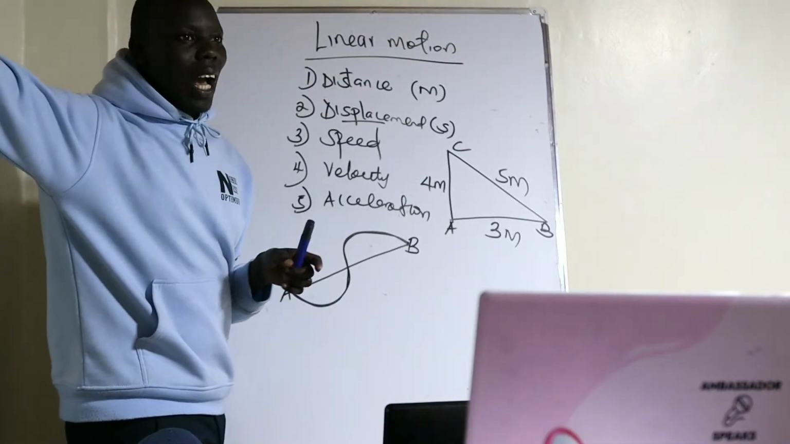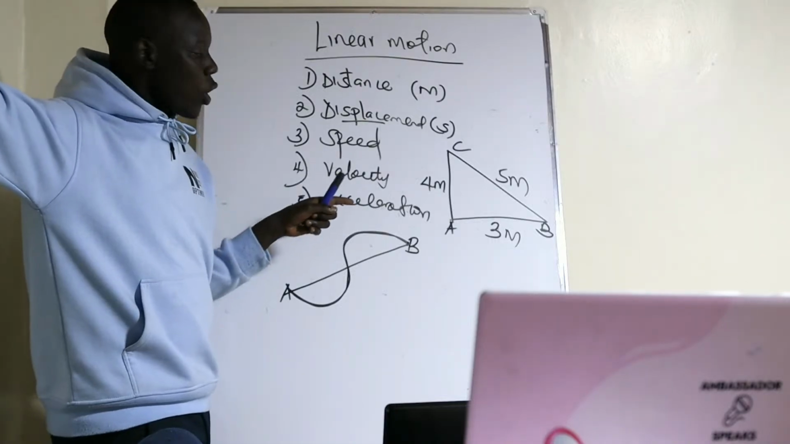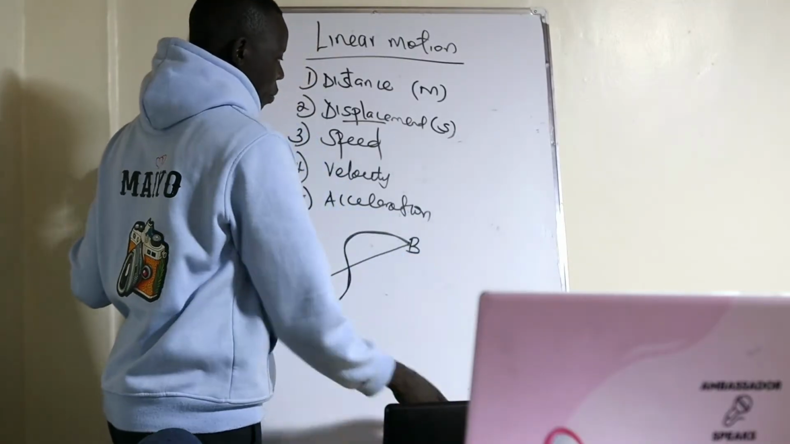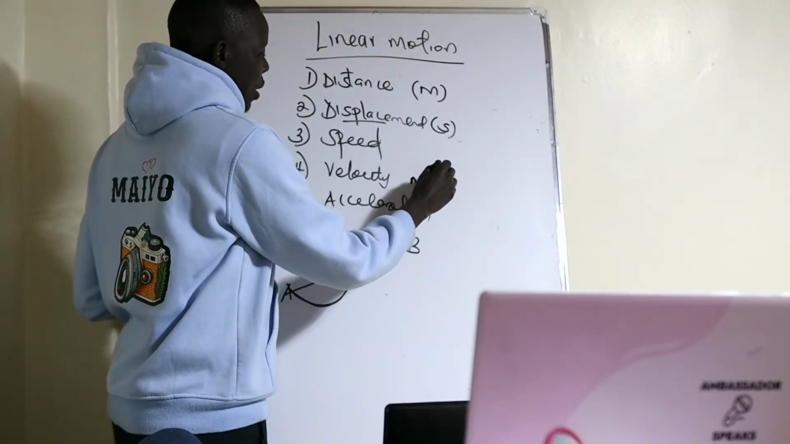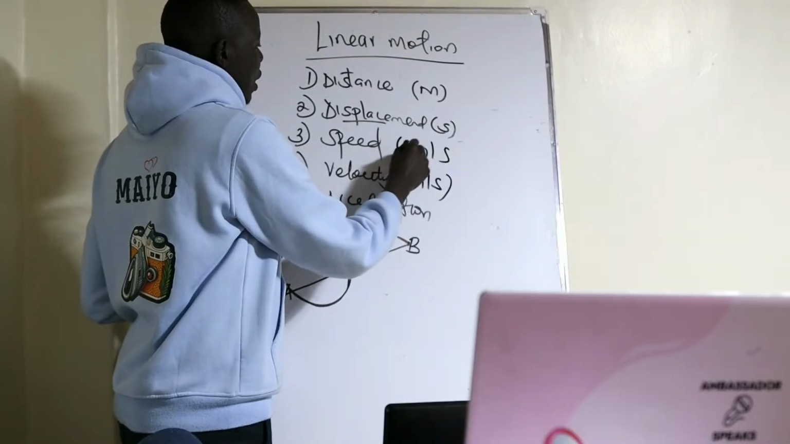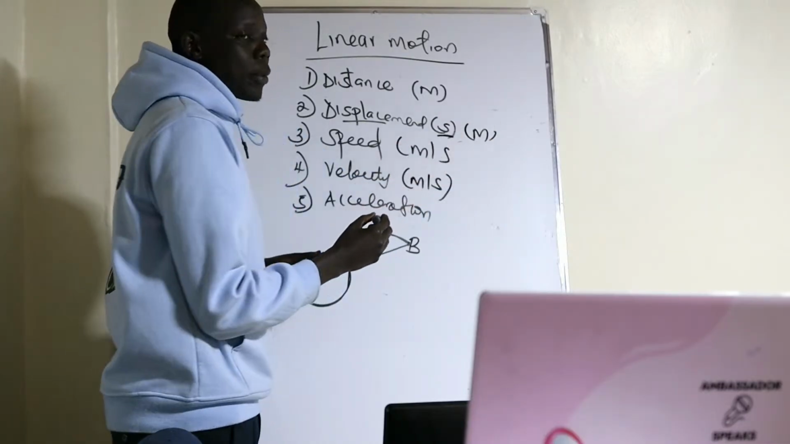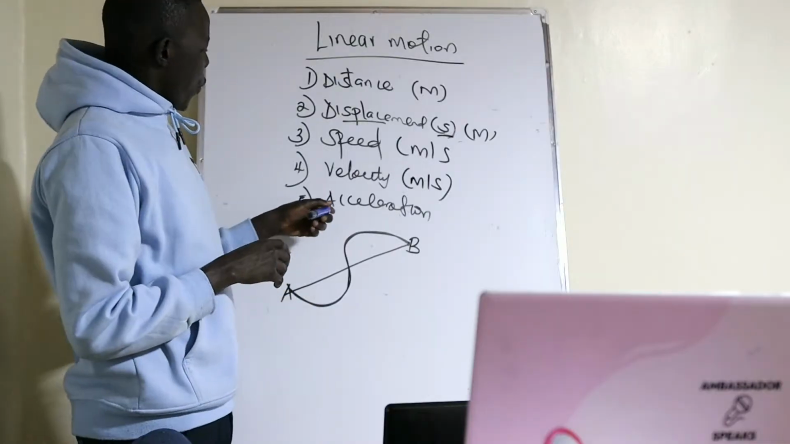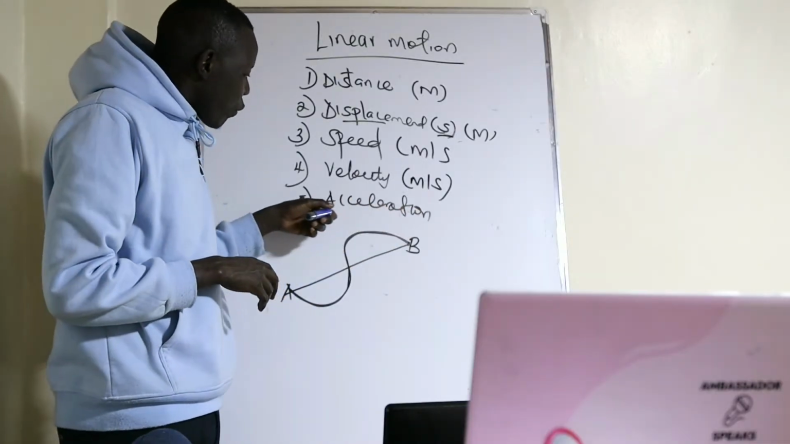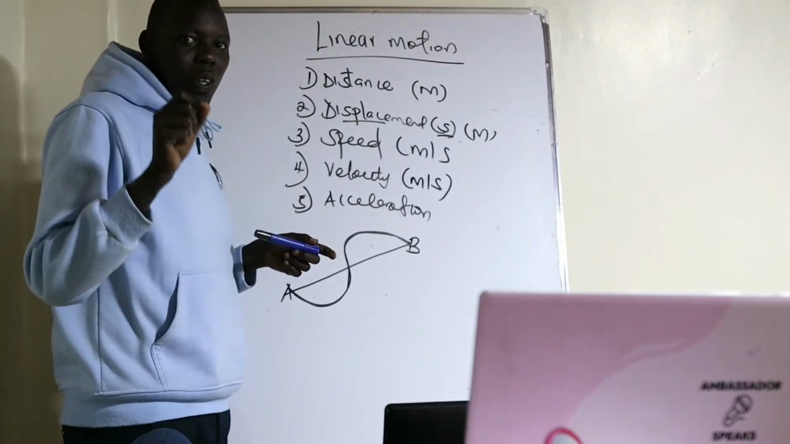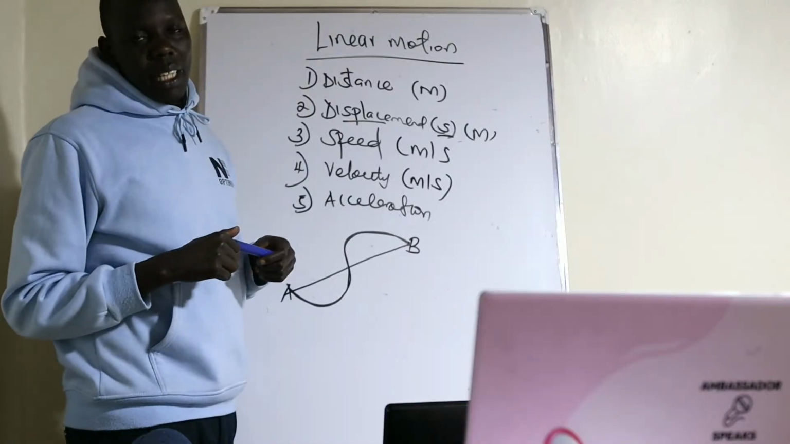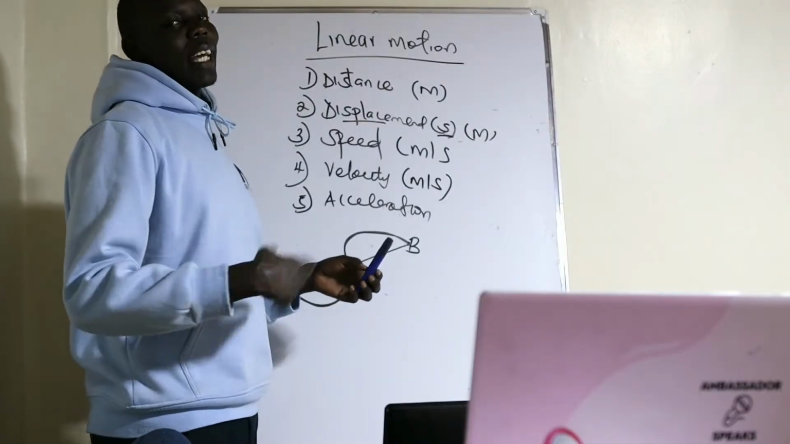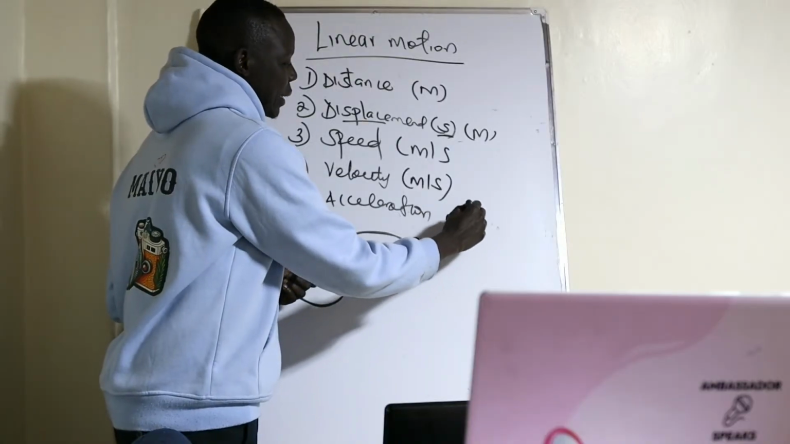Now, what about acceleration? Acceleration comes from velocity. Velocity is given in meters per second. Speed is still meters per second. This one, S, is in meters. This S is a symbol for displacement. Now, when we talk about acceleration, acceleration comes from velocity. Velocity covered per unit time will give us acceleration. Therefore, you can imagine, if velocity is meters per second, and you are dividing by time, which is in seconds, this is going to give us meters per second squared.